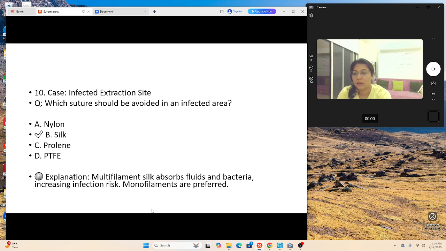10th question. Which suture should be avoided in an infected area? Silk. Anything which has animal protein should be avoided in an infected area. Silk absorbs fluids and bacteria also, increasing infection risk, and so monofilaments are preferred because of lesser bacterial adhesion, because it's a single filament. We just went through that, correct?